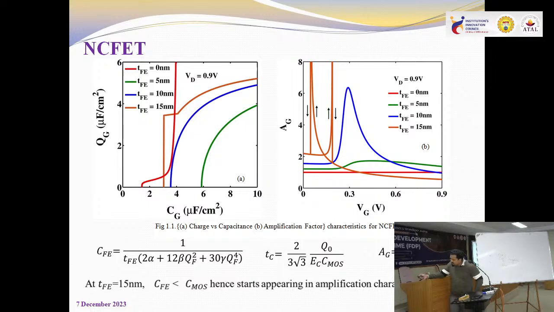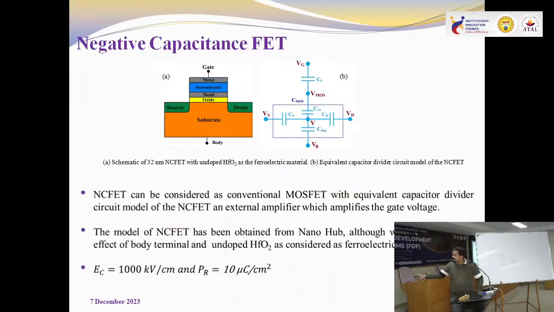Now, this TFE, the ferroelectric thickness, is varied from 0 to 15 here. Now, if this TFE equals 0, what is going to happen? It behaves like a simple dielectric.